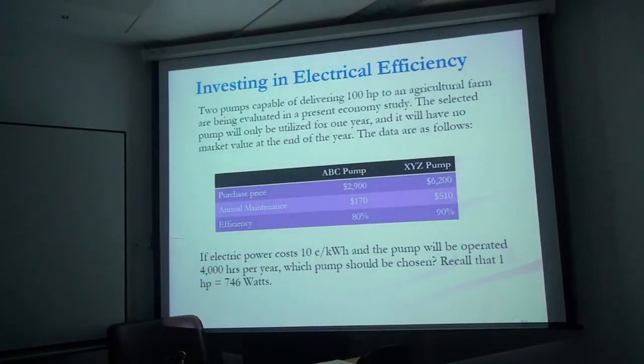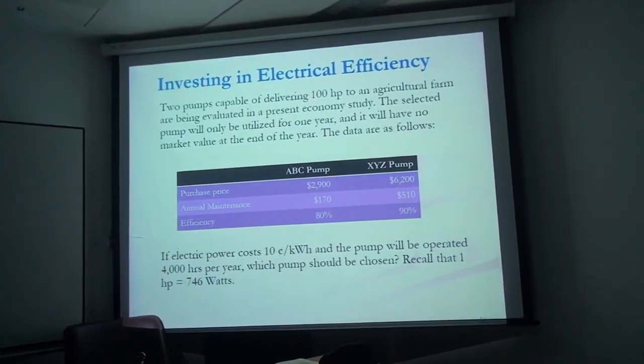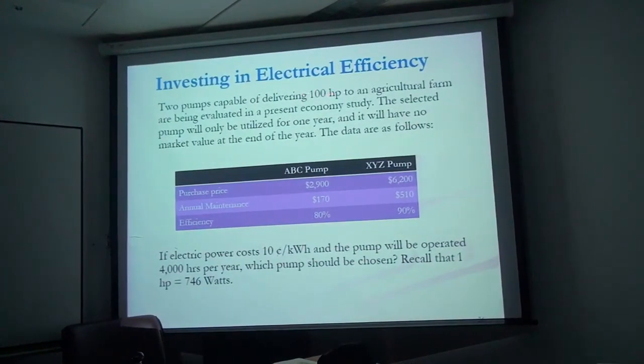So we have two pumps here. Two pumps are there which are capable of delivering 100 horsepower to an agricultural farm, and we want to see which pump is better. This ABC pump and XYZ pump is there, and their purchase price are given, their annual maintenance is given, and their efficiency is given.